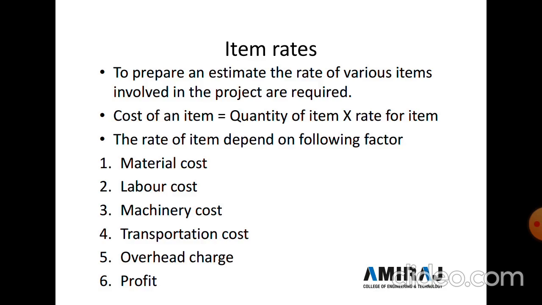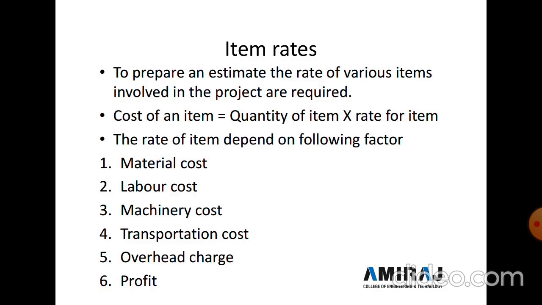Let's take one example, like brickwork. Here, brick is one of the items. The quantity of the item required: suppose we prepare a simple wall. The total quantity of bricks required is 500 numbers, and the rate per item is 5 rupees. So 500 multiplied by 5 is equal to 2500. It is the total cost of a particular item.